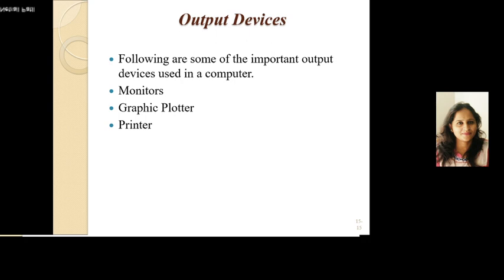Now next one is output devices. An output device can produce the final product of machine processing in a form usable by humans. It provides man to machine communication. The output device accepts the result after processing by the CPU, converts it into human acceptable form and supplies it to the user. Following are some of the important output devices used in a computer. First one is monitors, second one is graphic plotter, and third one is printer.